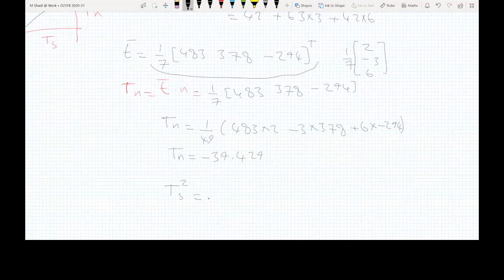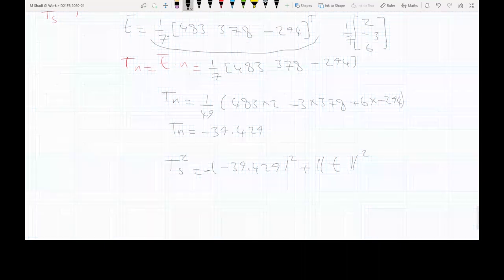So in order to find Ts, you need to square this number, 39.429 squared, and this is negative, added to the length of T squared. So what is the length of T? The length of T is the square root of the sum of the squares.